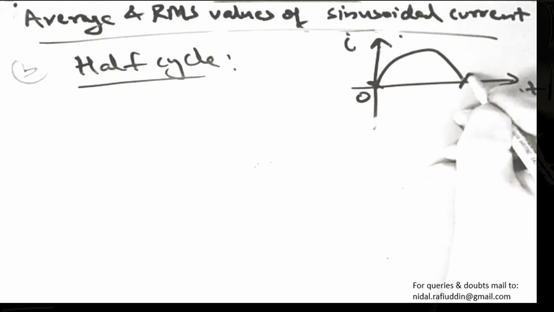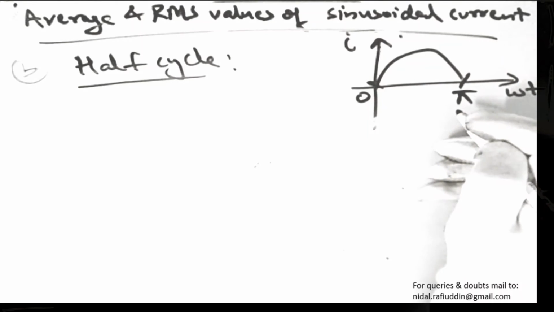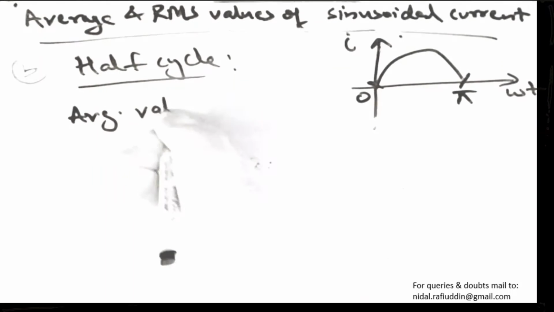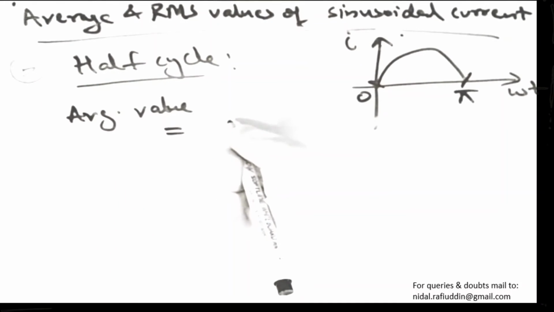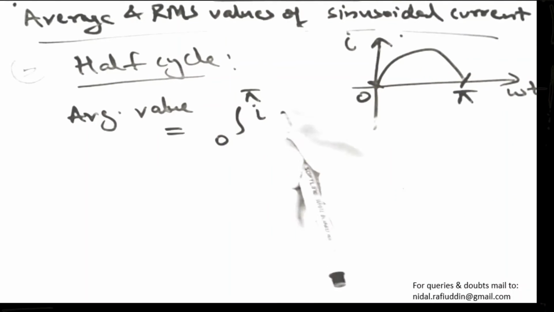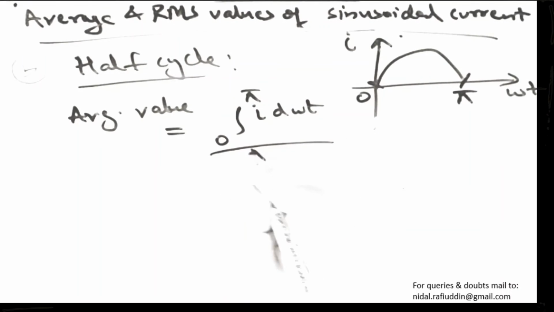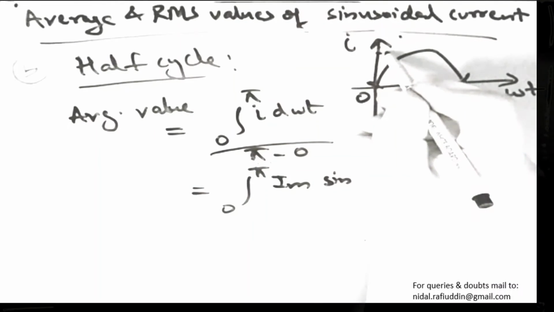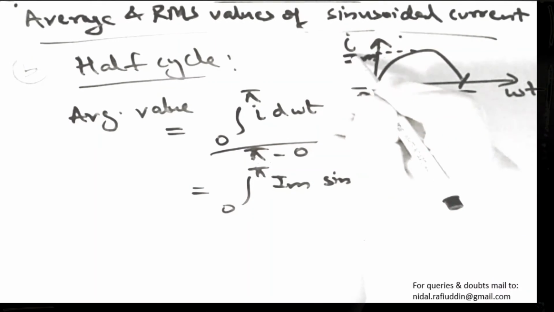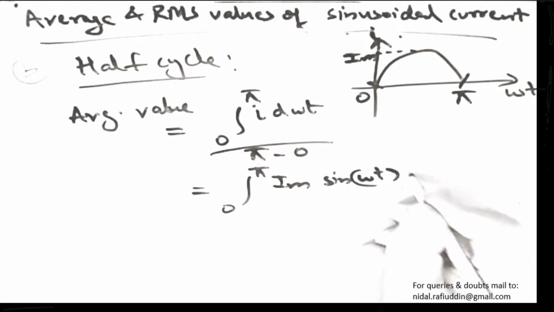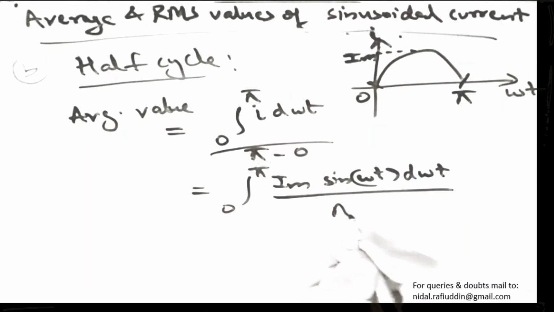So we shall only be focusing on the half part of the waveform of the current, which means we'll be talking in the range of 0 to pi only and not 2 pi. For this half cycle, if we compute the average value of current, by definition we have the integral from 0 to pi of i d omega t, divided by the length of the curve, pi minus 0. So 0 to pi Im sine omega t d omega t divided by pi, where Im is the maximum value of the curve.